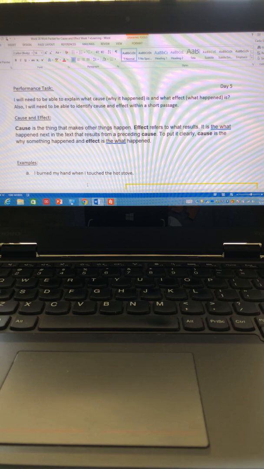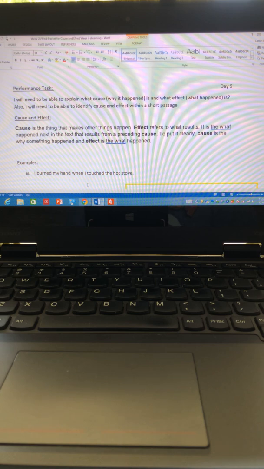Last week we focused on Arctic Journal. The text structure was chronological order. Each journal entry was put in order by the month and the date and also gave us a specific location of where it happened. This week is all about cause and effect.